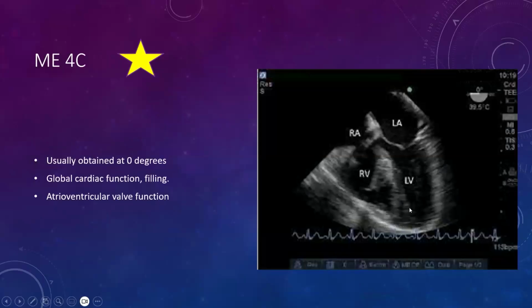So you drop your probe in, you don't change your omniplane angle at all, and you see something thumping, hopefully. Generally, the view that you're going to get first is this mid-esophageal four-chamber view. This is one of the highest yield views because you get global cardiac function and filling. You can often see some kind of pericardial disease on this. You can see the proportions of the RV and the LV, the function of the RV and the LV, and of course, atrioventricular valve function.